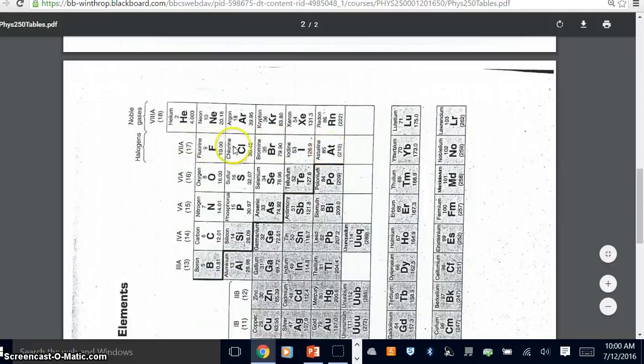This 7th column, these are called the halogens. They like to gain 1 electron because look what happens. If fluorine gains 1 electron, it looks like neon. Chlorine gains 1 electron, it looks like argon, and so forth. Bromine gains 1 electron, and it looks like krypton. And iodine, same thing. If it gains 1 electron, it looks like xenon. And so all these down here have 8 outer electrons.